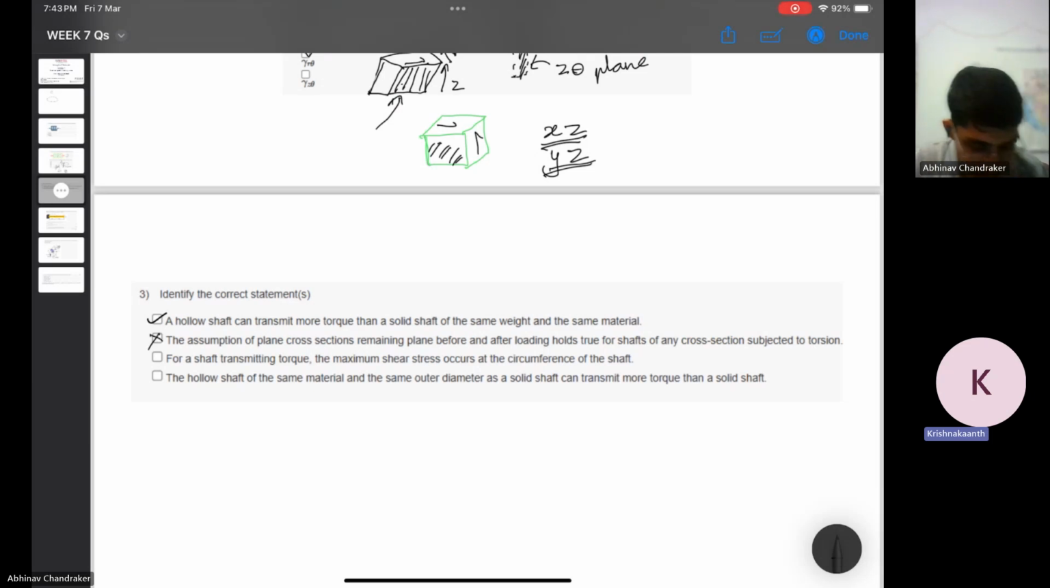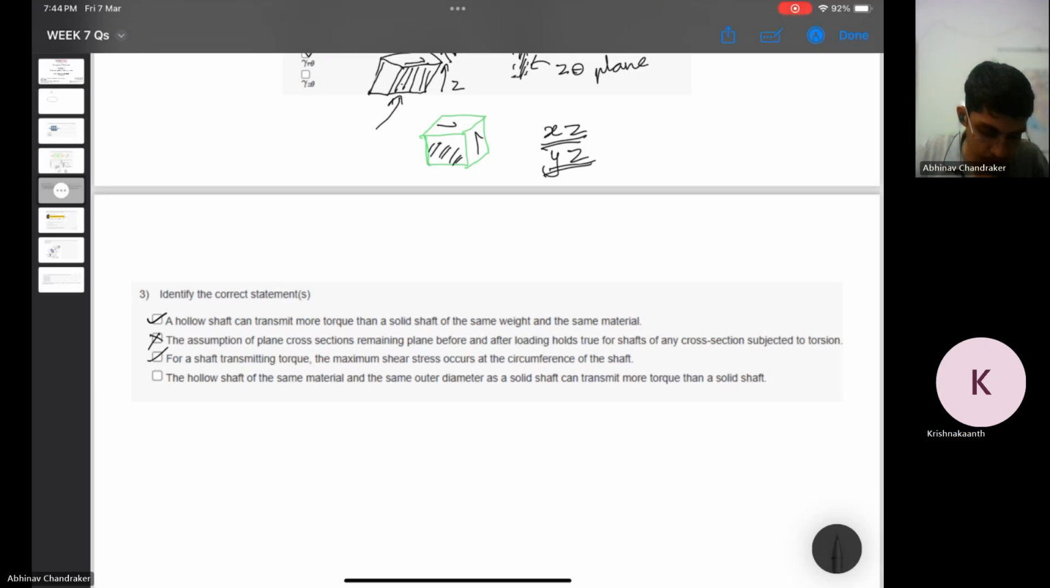For a shaft transmitting torque, the maximum shear stress occurs at the circumference of the shaft. Shear stress equals 16 MT by pi d cubed. The torque is maximum, so therefore the maximum. Yes, true, at the circumference.